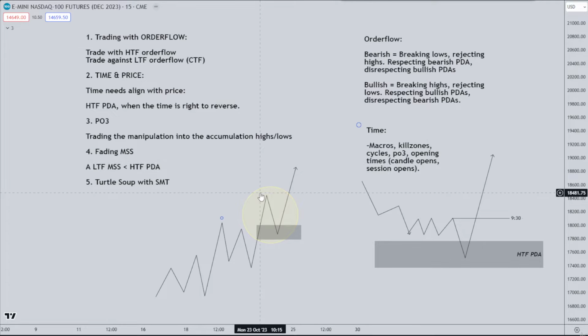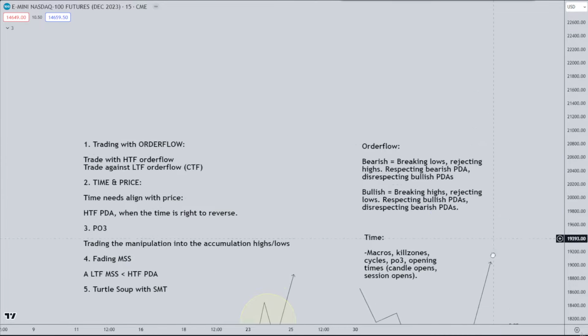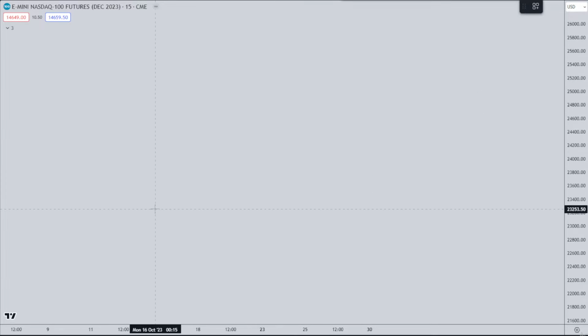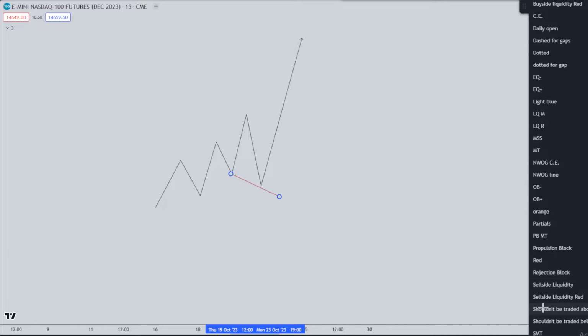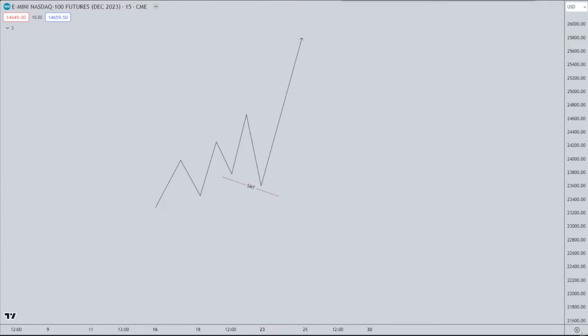So now, before I get into actual chart examples, and I'll go into some Twitter examples as well. The last way to spot turtle soup is by trading turtle soup with SMT, right? So I'll do an example here and then I'll show an actual example. But say we're in bullish order flow here. NQ creates a lower low.